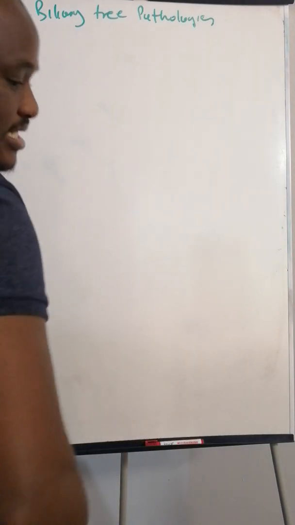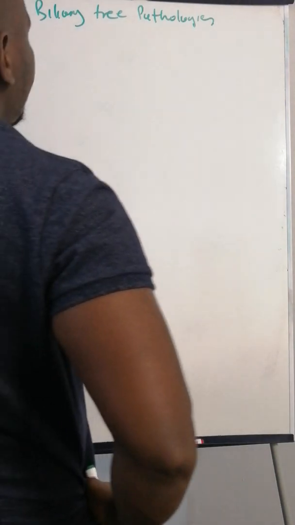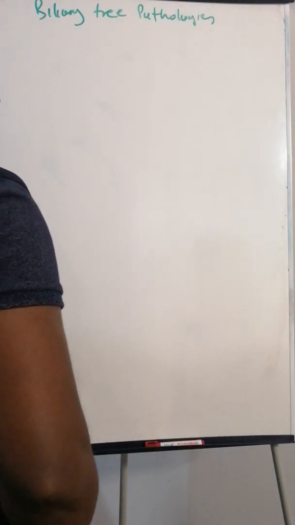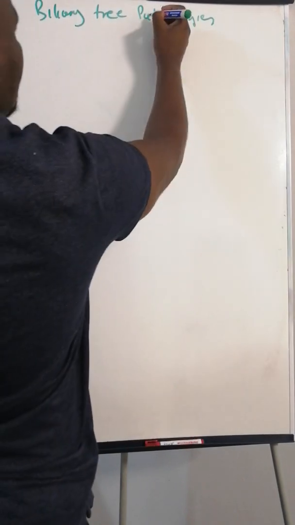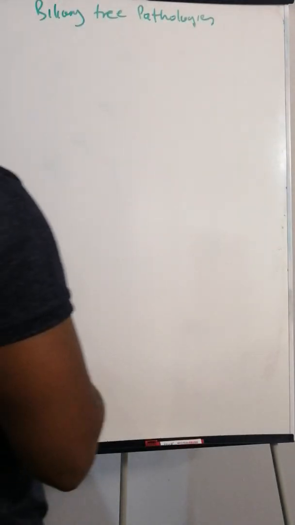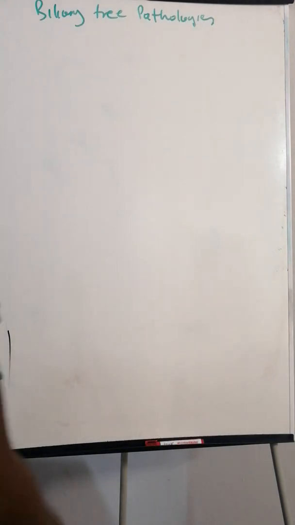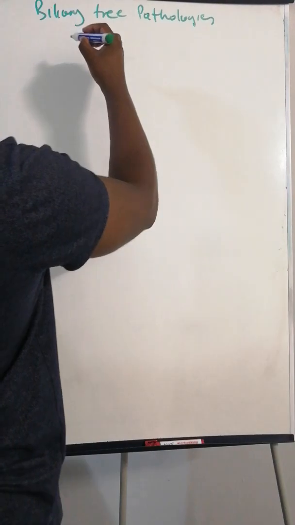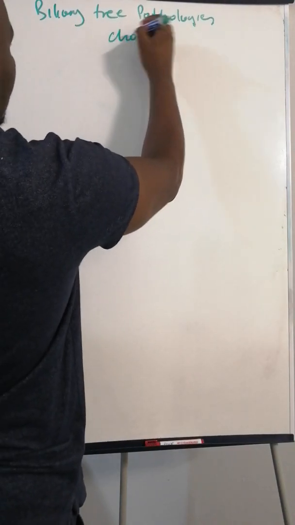Okay, so yesterday guys, we started this series on biliary tree pathologies. And we spoke about cholelithiasis, gallstone disease. So we are continuing now. So today we are doing cholecystitis.